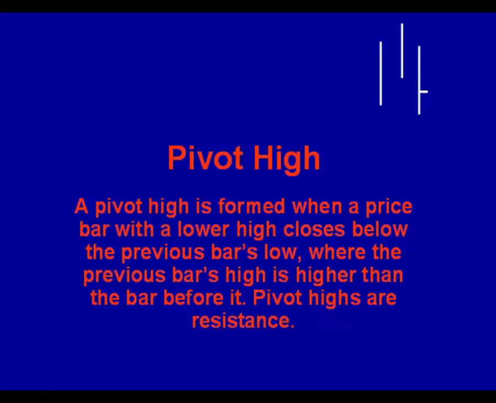Okay, so just the opposite here is going to be applied. So a pivot high is formed when the price bar with a lower high closes below the previous bar's low. Now the previous bar's low is going to be the highest bar, where the previous bar's high is higher than the bar before. That's this one over here. And again, pivot highs are now resistance. So again, think about that definition. You'll have plenty of opportunity to review it. But this is the basic structure of a 3-bar pivot.